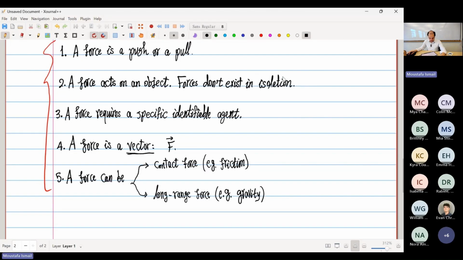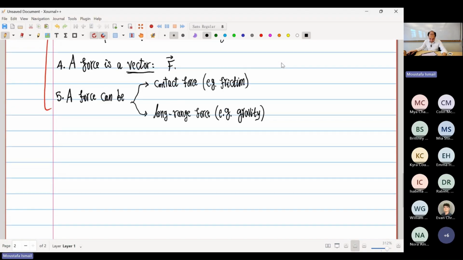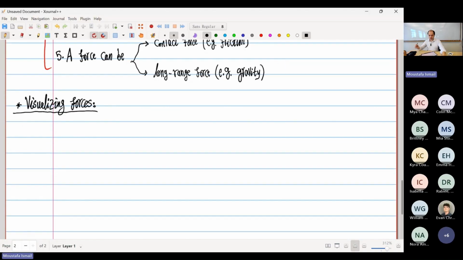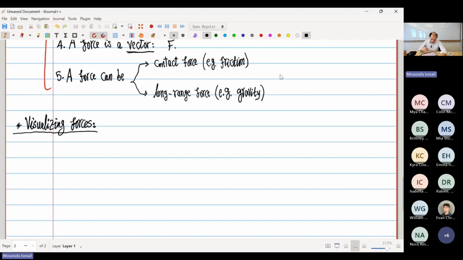How do we visualize a force? We said a force is a vector. We learned how to visualize a vector. So because force is a vector, we draw it as an arrow with a label F. The tail of the arrow is at the object receiving the force. So this is the object. The length of the arrow is proportional to the magnitude of the force, and the direction of the arrow is in the direction of the force, just in the same way as we discussed vectors before.